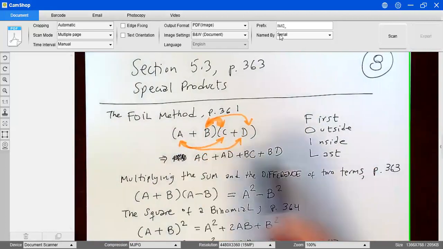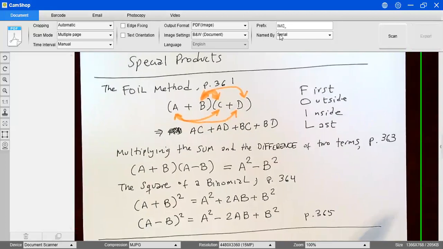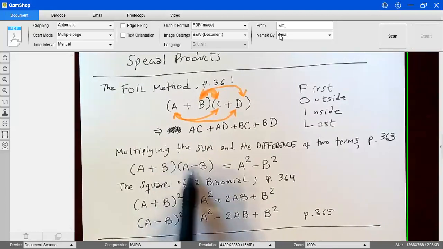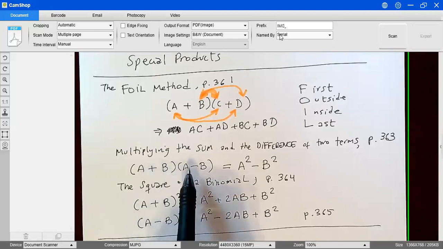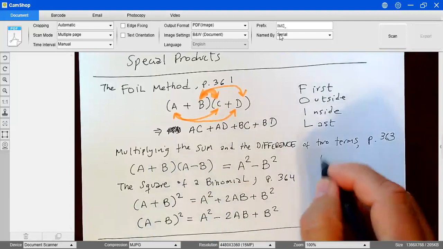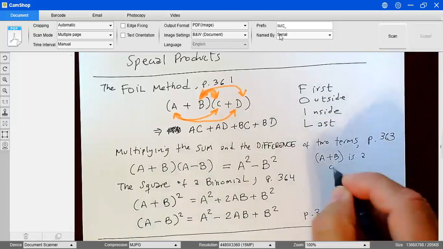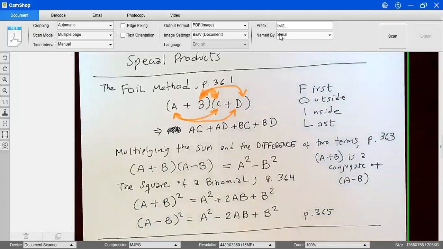So that's one method. There are other special cases when you are multiplying two binomials, and the binomials have the same first and second terms, with the difference that the second term has opposite sign. So when you have this kind of binomials, you can say these binomials are conjugates. So A plus B is a conjugate of A minus B.